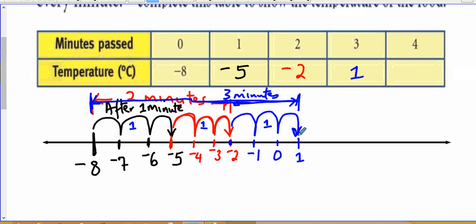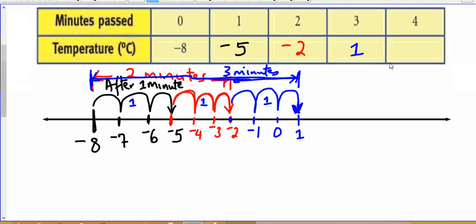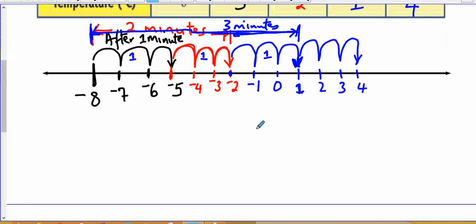Okay, keep going until you hit the fourth minute. So from here, count 3 degrees, because the temperature is increasing by 3 degrees. So from here, we count 1, 2, 3. You stop over here, then count from where you ended. We ended on 1. To the right, this will be 2. This will be 3, and this will be 4 degrees centigrade. So the temperature is 4 degrees centigrade. All right, that is done.